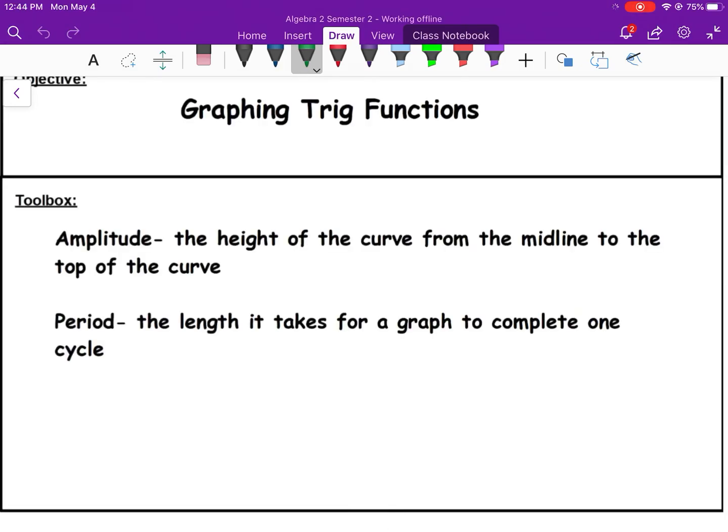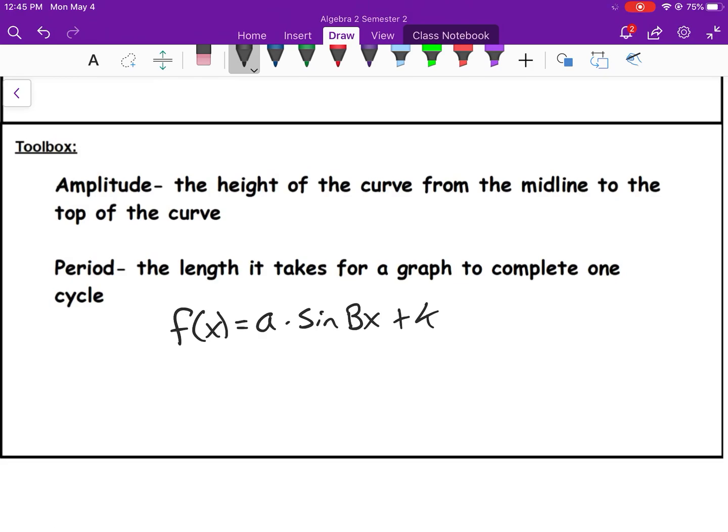All right, now the one thing we need to know is the general form, and right now we're just going to talk about sine. So f of x is equal to a times the sine of bx, plus k. Now a is what's going to tell us our amplitude. The b is what's going to tell us the number of cycles the graph will go through in 2 pi, and k is our vertical shift up and down. For right now, we're just going to worry about amplitude and that b.